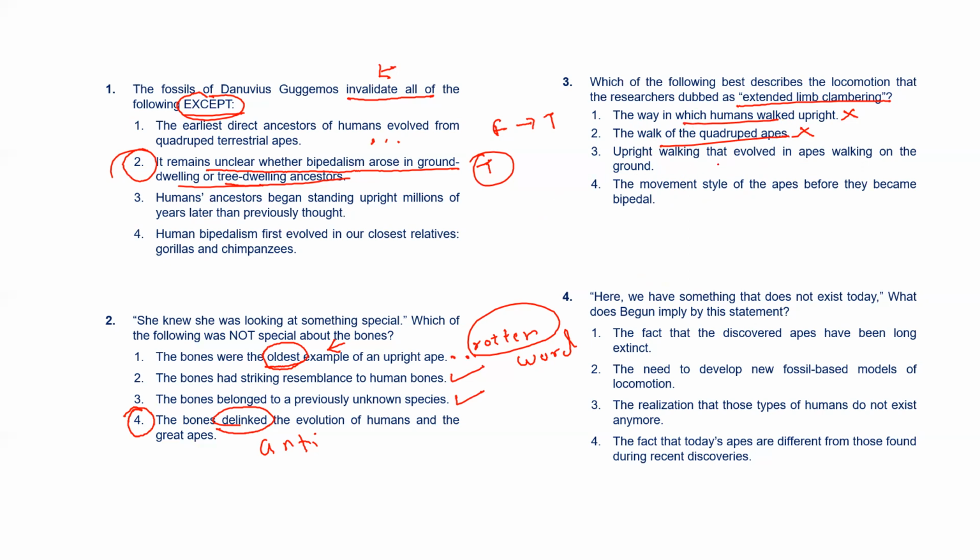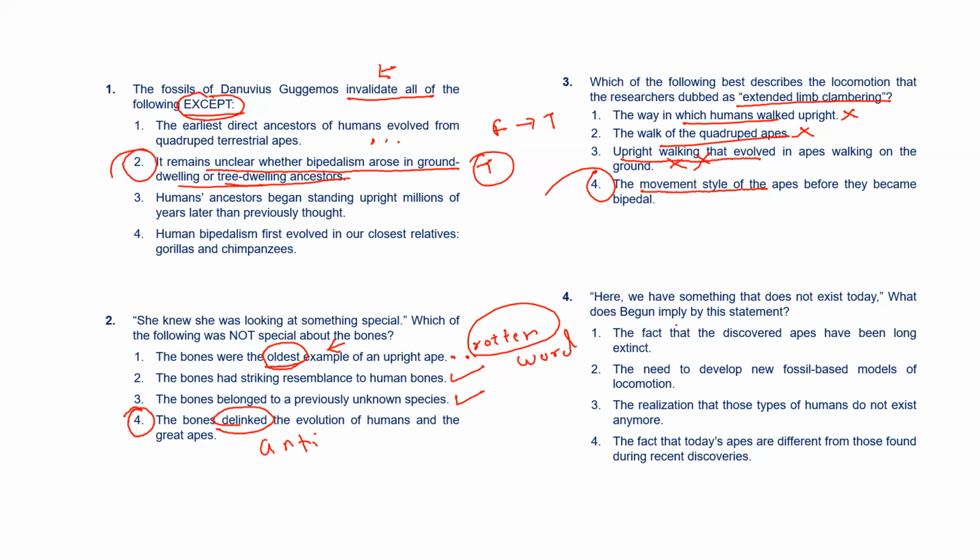Upright walking that evolved in apes walking on the ground. This is out of scope. It's a scrambled option also. Nothing of this sort is being mentioned, and it's not mentioned that it evolved in the apes who were walking on the ground. So this is not the right answer. 4, the movement style of the apes before they became bipedal. Yeah. So this is what the movement style was, that they used to have both the things. I mean bipedal also, and they can swing also. So answer is 4.